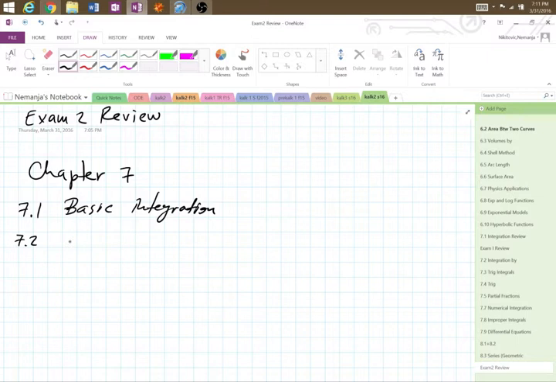7.2 is by parts. You must have 1 or 2 questions here. Well, integration by parts, it's usually like ln over x squared, or x squared times sine x, or x squared times e to the x, or if I'm really annoyed, e to the x times sine x, right? You saw a lot of those, right?